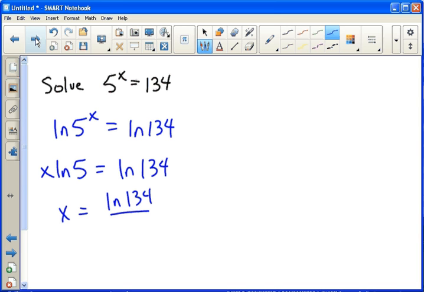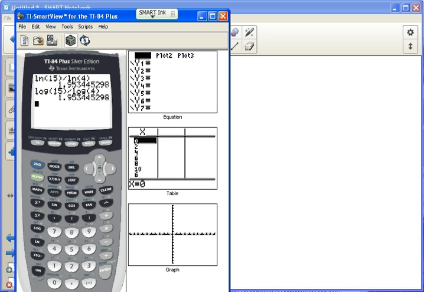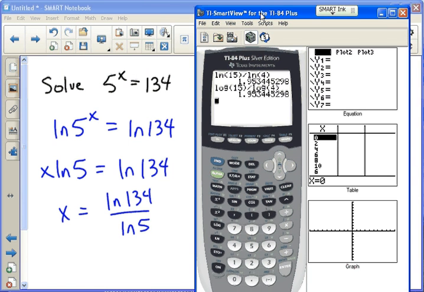I never do seem to have the calculator on the side I need it to be on, so sorry about that. Let's see, natural log of 134 over the natural log of 5. 3.04.